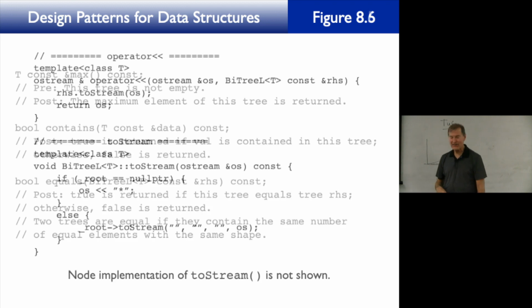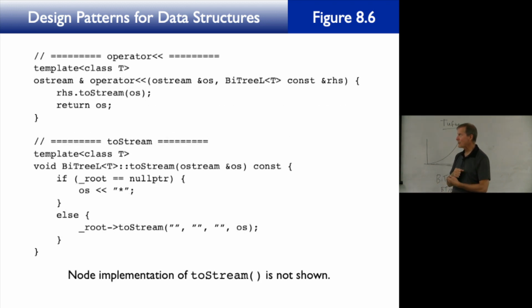All right. Now, here's a little teaser for the streaming operator. So look, what happens is we overload the streaming operator, and all we do is call RHS.toStream. OS is the output stream. And what toStream does, now do you remember the first thing we said is what does the empty tree look like? So there's the code for the empty tree, OS star. But now here's the other thing. Else we do _root arrow toStream. And that _root, it takes 3 parameters. It takes a string, and another string, and another string, and OS.